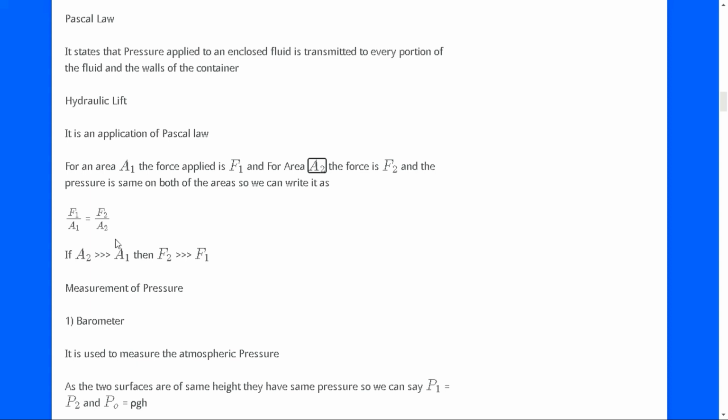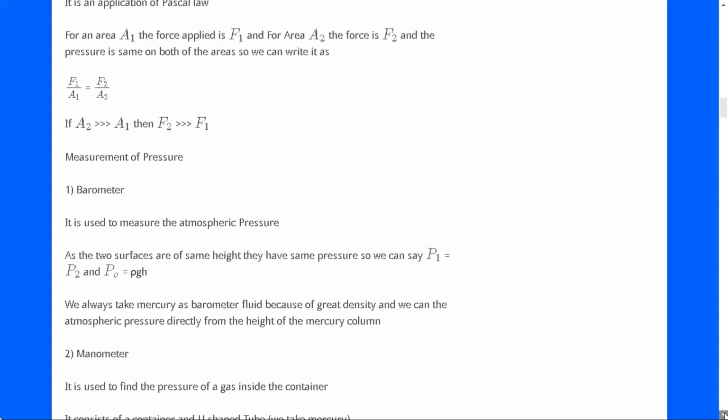Now the measurement of the pressure. We have two devices to measure the pressure, that is barometer and manometer. First we will see the barometer. It is used to measure the atmospheric pressure. As the two surfaces are of the same height, they have the same pressure. So P1 is equal to P2 and P0 is equal to rho gh. We always take mercury as the barometer fluid because of its great density, and the atmospheric pressure P0 is directly proportional to the height of the mercury column.